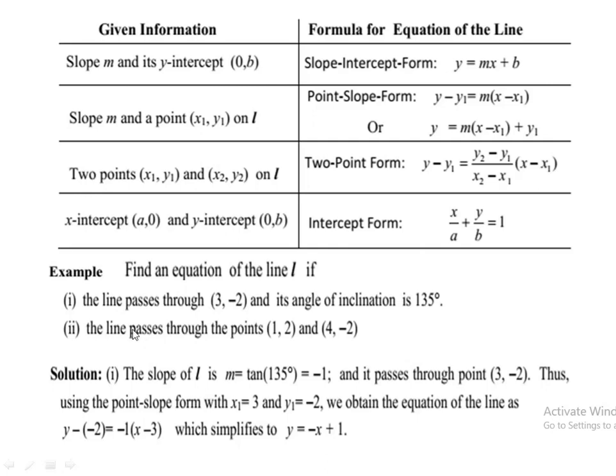Number 2, the line passes through the points (1, 2) and (4, -2). Here we have 2 points. We can use either slope-intercept form, first by finding its slope and intercept, or the point-slope form, by first finding its slope and taking one of the points as (x1, y1), or by using the two points (x1, y1) and (x2, y2) on L, that is, the two-point form. We can obtain the equation of the line in such a way.